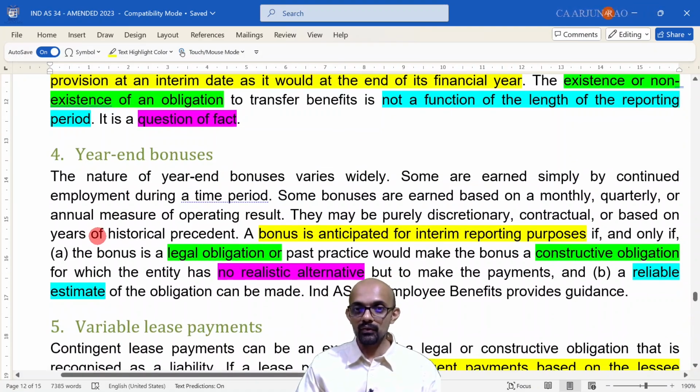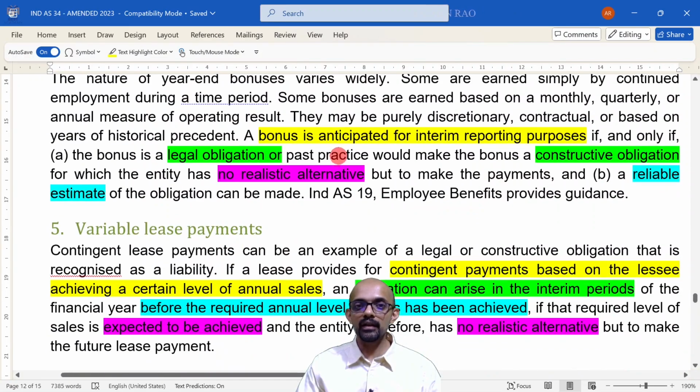Year-end bonus. This is interesting. The principle is of course the same. A bonus may be discretionary, contractual, or based on historical precedent. If there is a legal obligation or past practice that makes it a constructive obligation and the entity will have no realistic alternative, then you will recognize that bonus. You should be able to make a reliable estimate, right?